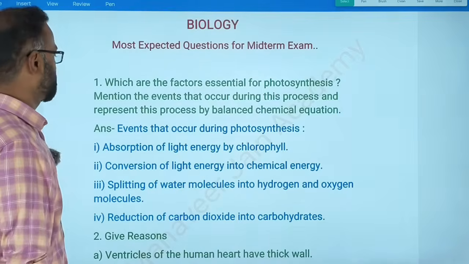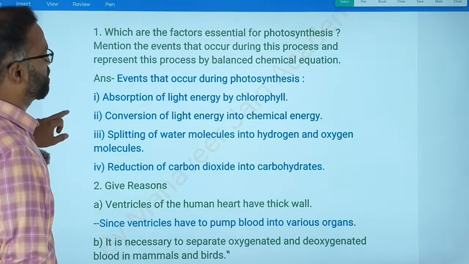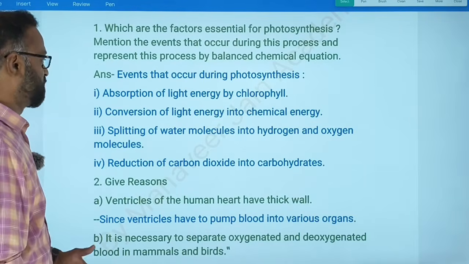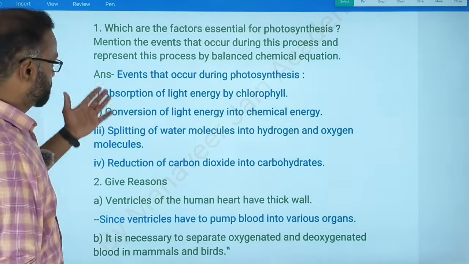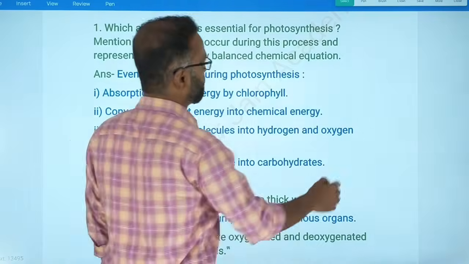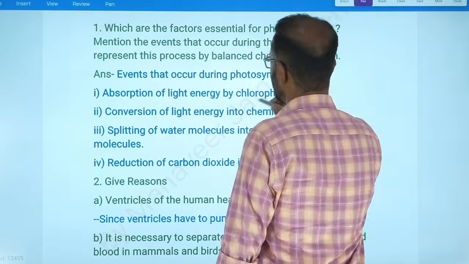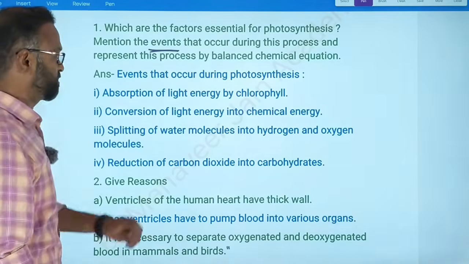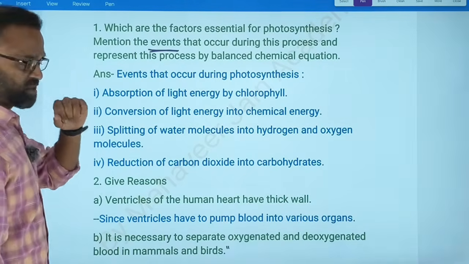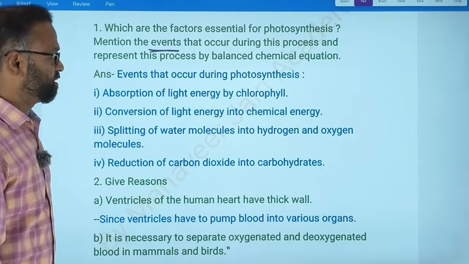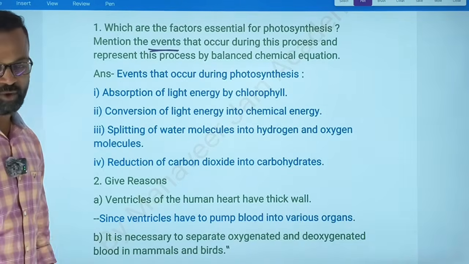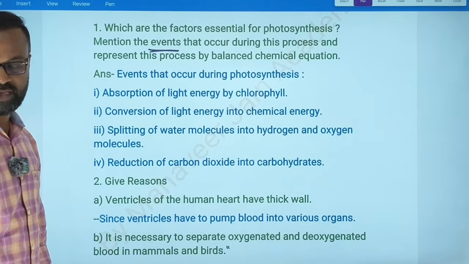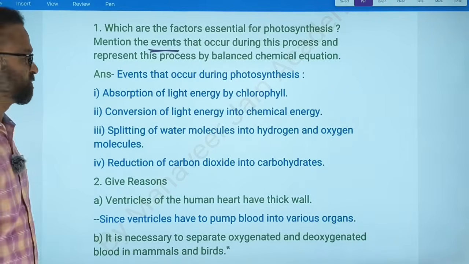Now the first question. What are the factors essential for photosynthesis? Mention the events that occur during photosynthesis. Steps involved in photosynthesis is also the same. Events that occur during photosynthesis is also the same. And write the balanced chemical equation for photosynthesis. You know very well: CO2 plus H2O gives C6H12O6 plus H2O plus oxygen.